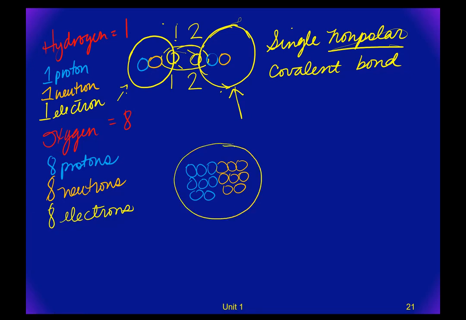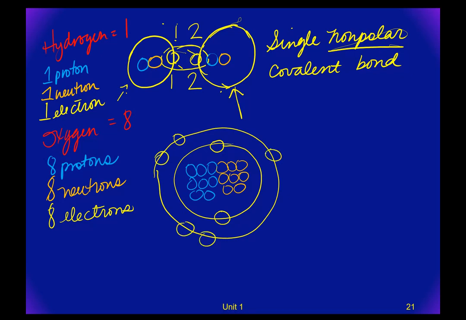First shell, what's the rule? 2. 1, 2. Is that 8? No. 3, 4, 5, 6, 7, 8. Is this oxygen atom happy? No, it is not. Why? Because the second shell isn't holding 8. That octet rule still applies. So, to make this a little easier, who else needs 2? Well, another oxygen would need 2, right?